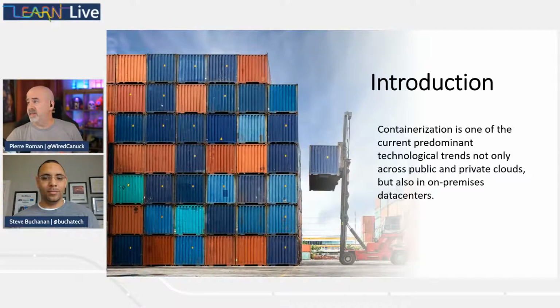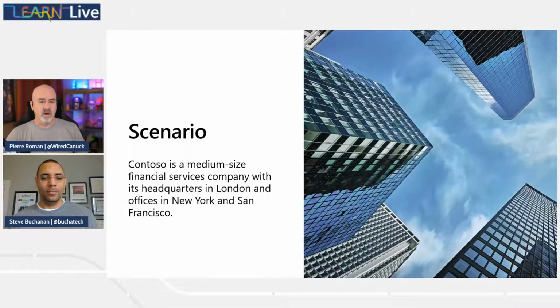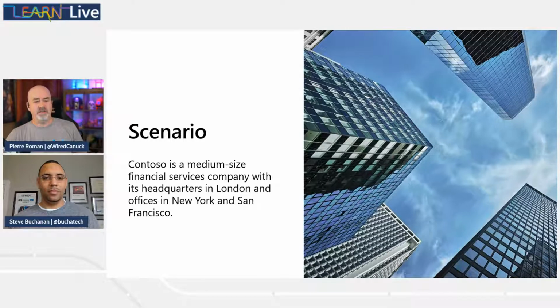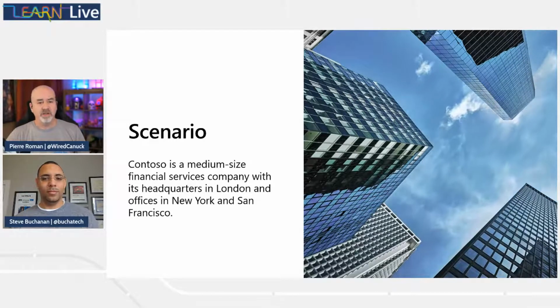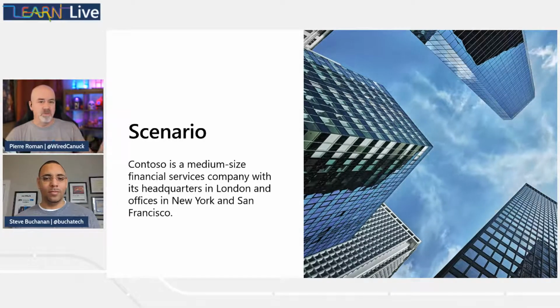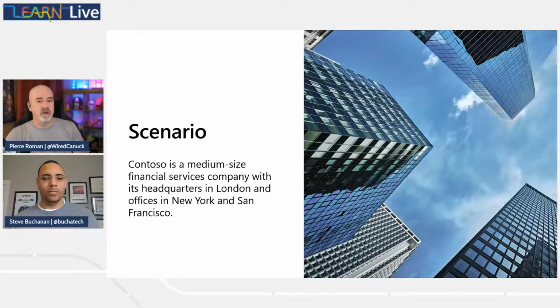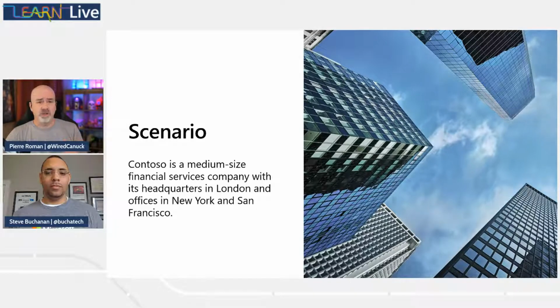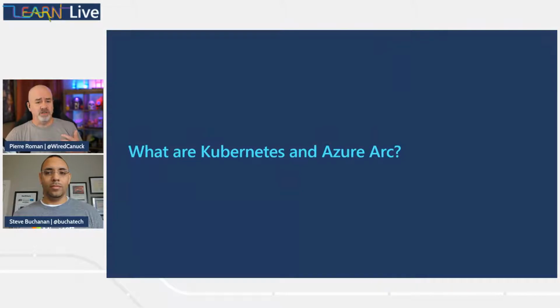So we're going to get into that. Let's say a scenario, that Contoso, our favorite fictitious company, has its headquarters in London and offices in multiple other cities, and they want to deploy an application or manage multiple applications across multiple offices, but from a centralized environment. And this is where Kubernetes and Arc become useful. So anyway, let's jump right into actually what it is. So, Steve, how about you take us through what are Kubernetes and Azure Arc?